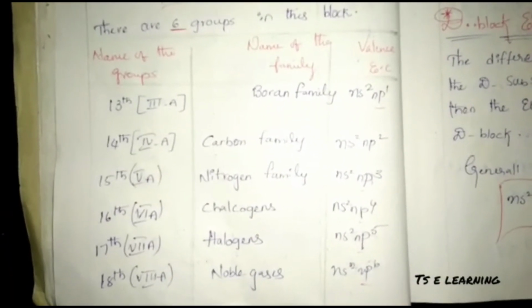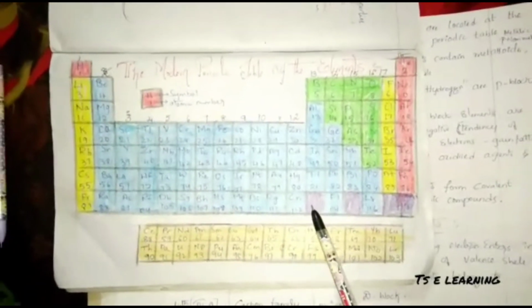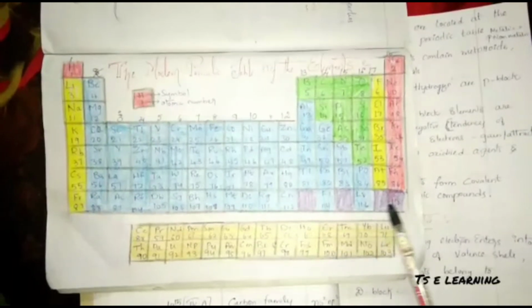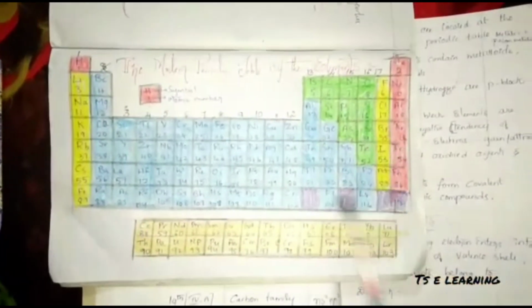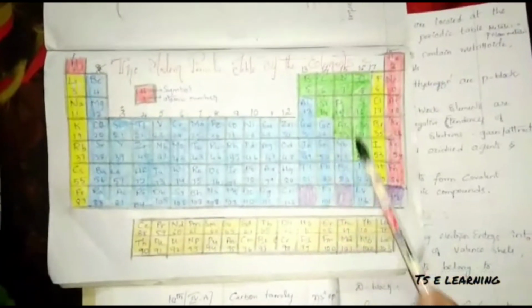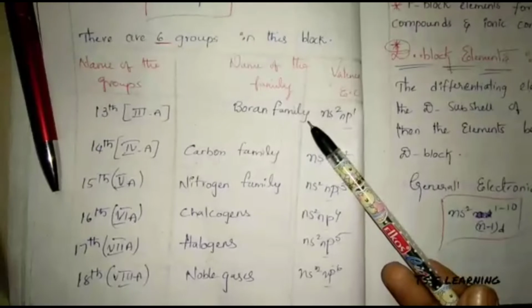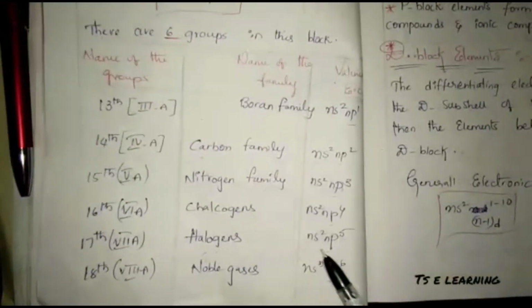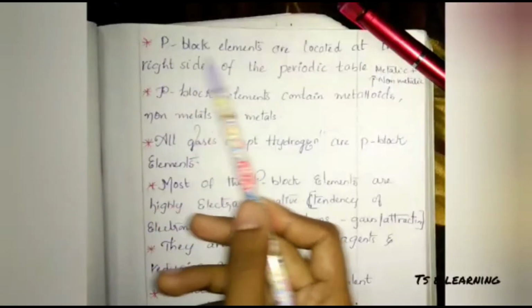For better understanding, here I am showing a modern periodic table. Here from 13 to 18 you are seeing the right side of the periodic table. These are called P block elements: boron family, carbon family, nitrogen family, chalcogens, halogens, noble gases respectively from the 13th to 18th group, and their electronic configuration is ns2 np1, ns2 np2, ns2 np3, ns2 np4, ns2 np5, ns2 np6.